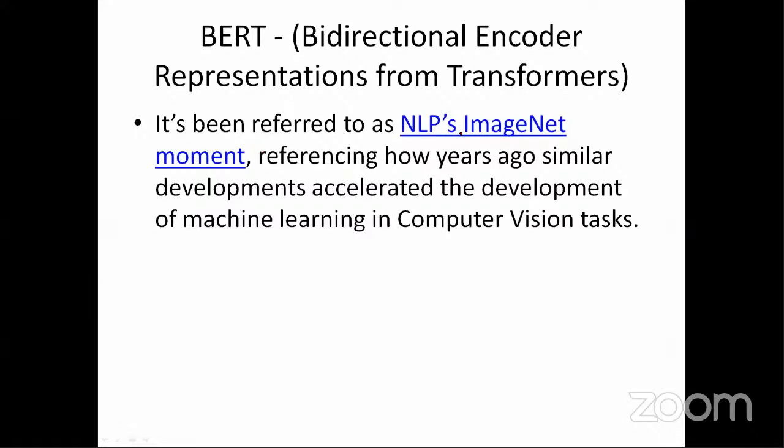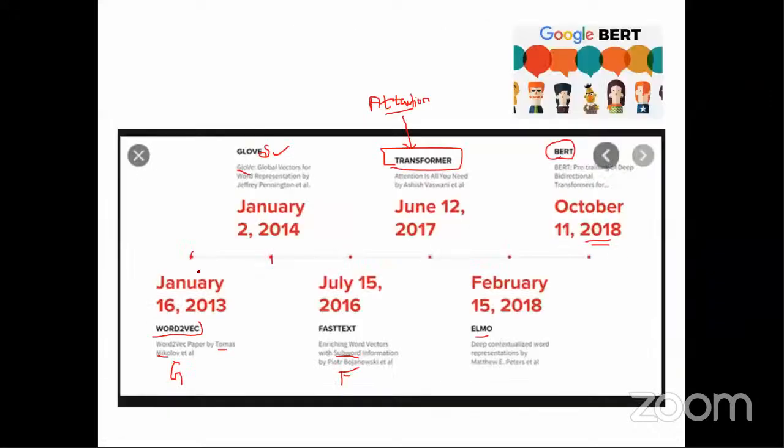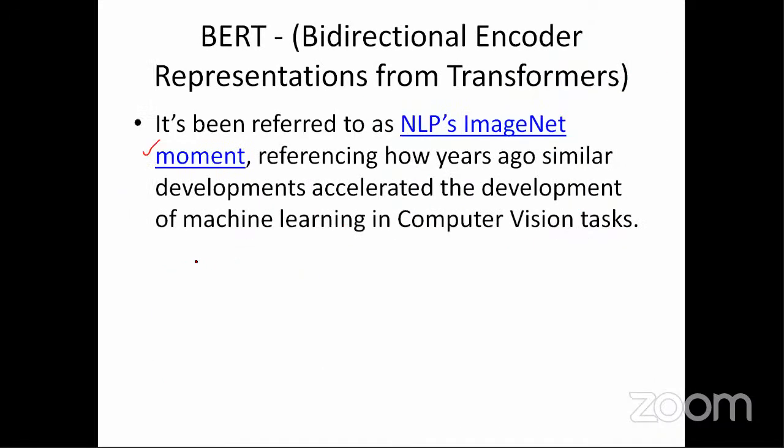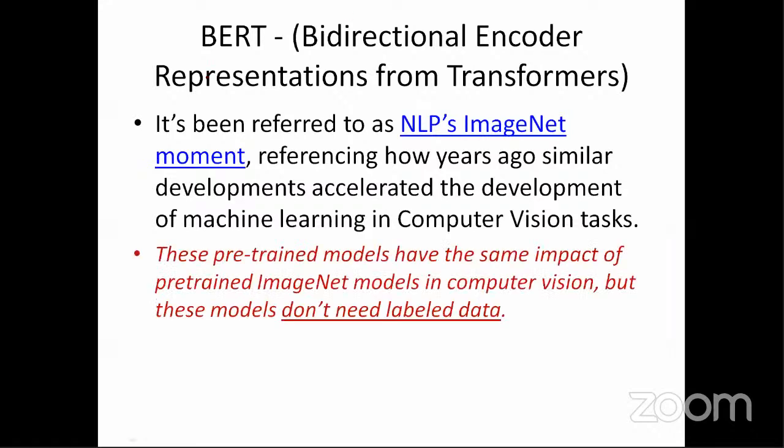This is called NLP's ImageNet moment. As I said, even though word2vec came in 2013, people didn't consider it exact transfer learning. Once the transformer enters and BERT comes into the picture, only then did people realize there is an ImageNet moment of NLP, which is the transfer learning part. These pre-trained BERT models have the same impact as pre-trained ImageNet models, the same as in computer vision.